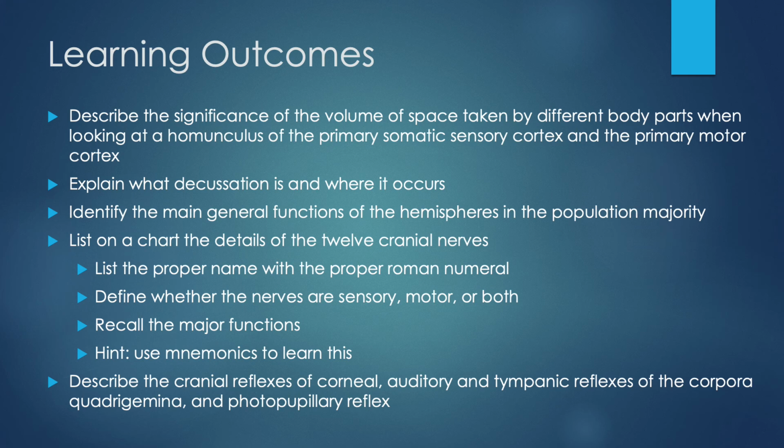You'll list on a chart the details of the 12 cranial nerves, listing the proper name using the proper Roman numeral. You'll also define whether these nerves are sensory, motor, or both sensory and motor. You'll be able to recall their major functions, and we'll be using a number of mnemonics to learn this, which will be very helpful. And also, last, you'll be describing the cranial reflexes of corneal, auditory, and tympanic reflexes of the corpora quadrigemina, and also the photopupillary reflex.